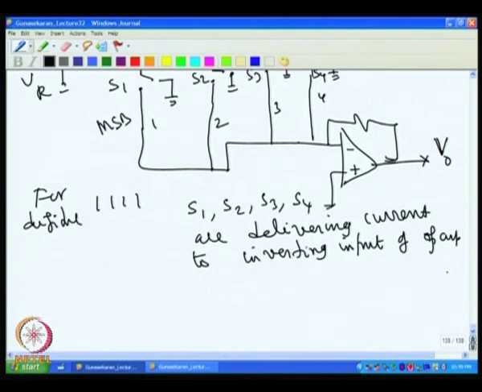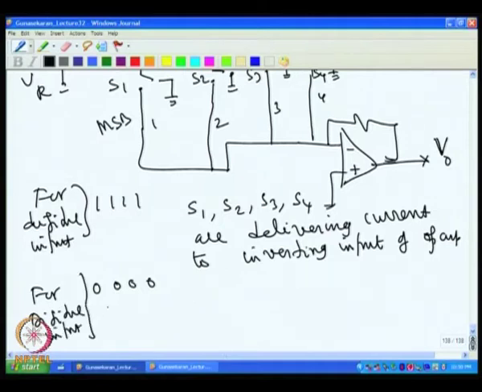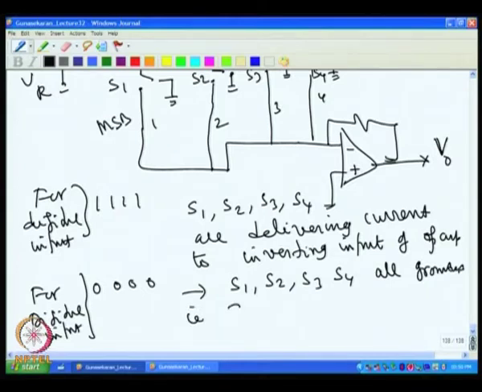For example, on the other condition, if I take a digital input of 0 0 0 0, we will have S1, S2, S3, S4 all grounded, that is 0 current to the op amp.